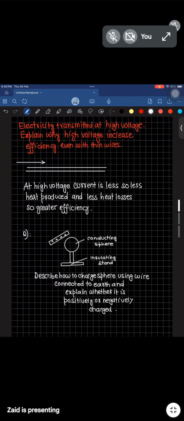So in this case, let me just draw this again. Once you have brought this, all the negative charges are going to get attracted over here, and the positive charges are being repelled and sent to the other side of the sphere. This is an insulating stand, so it does not allow charges to go through it. So guys, remember this: the positive charges never go.